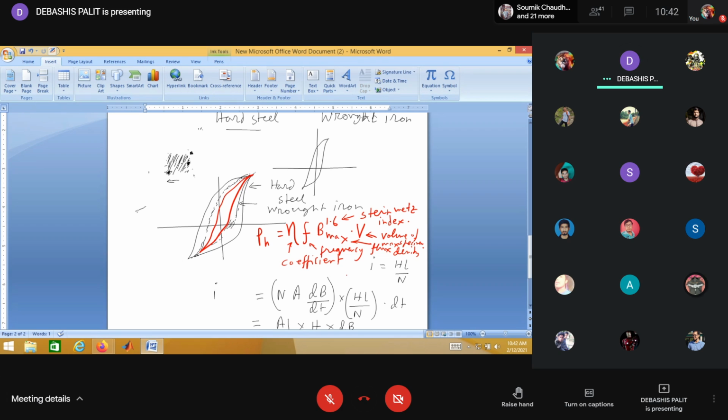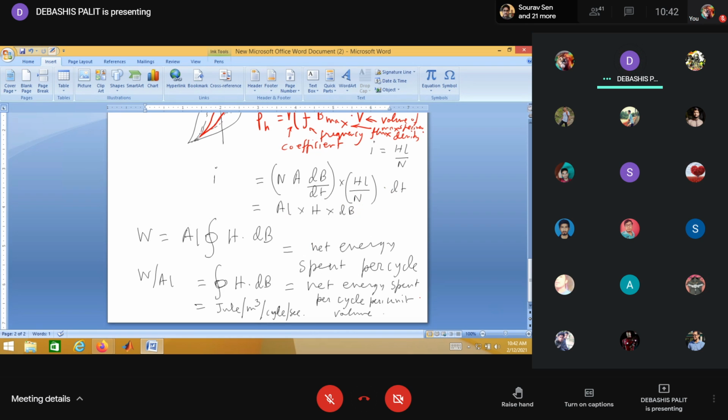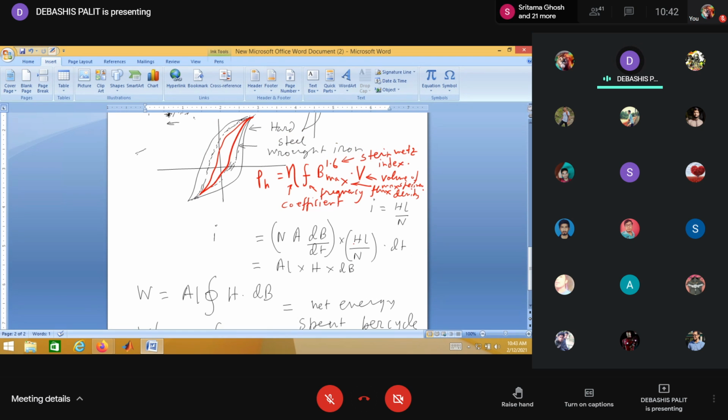Sir, what is pH? pH is the hysteresis loss. Okay, sir. So whenever the frequency is more, the number of cycles is more, so the hysteresis loss is more. Whenever the volume of the specimen is more, the hysteresis loss is also more. And also the material property, dictated by the Steinmetz coefficient as well as the Steinmetz index.